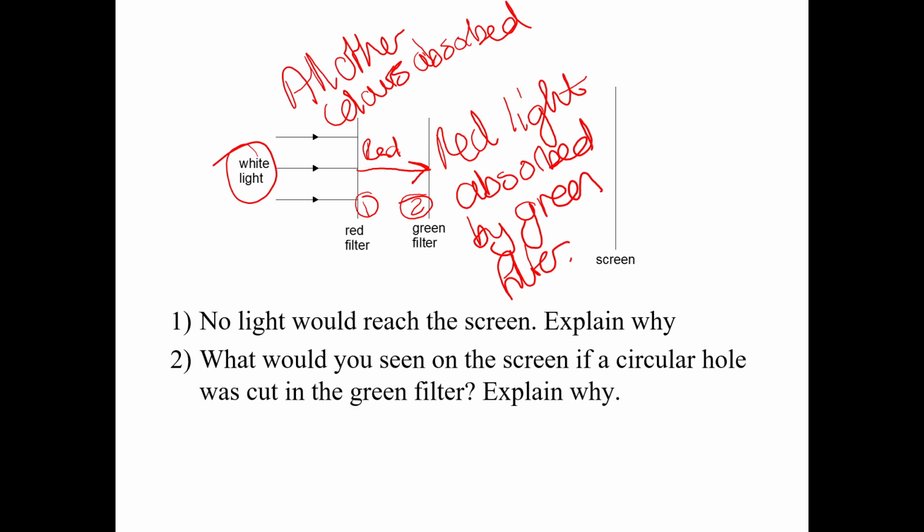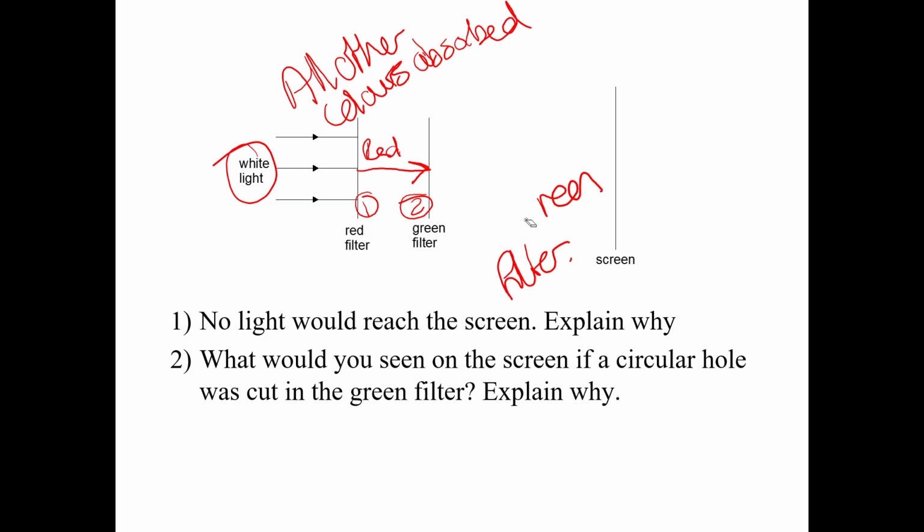Question number 2 is what would happen if you cut a circular hole in the green filter? So if we go back here and we now make a hole here in this filter, then that red light will be able to pass through that hole and we would see a circle of red light the same size as this circle over here, because the red light would now be able to pass through that hole because there's nothing stopping it from going through.